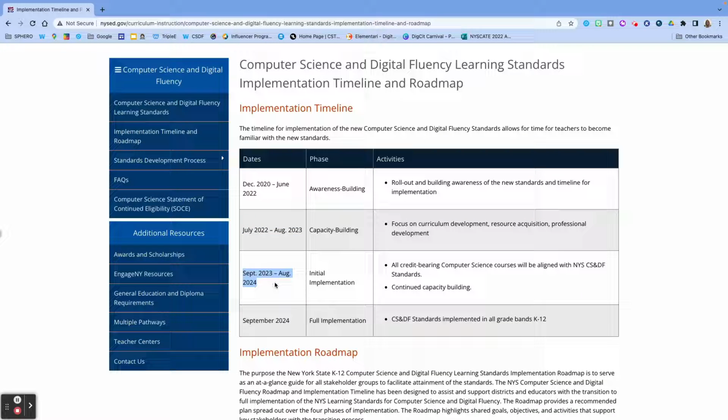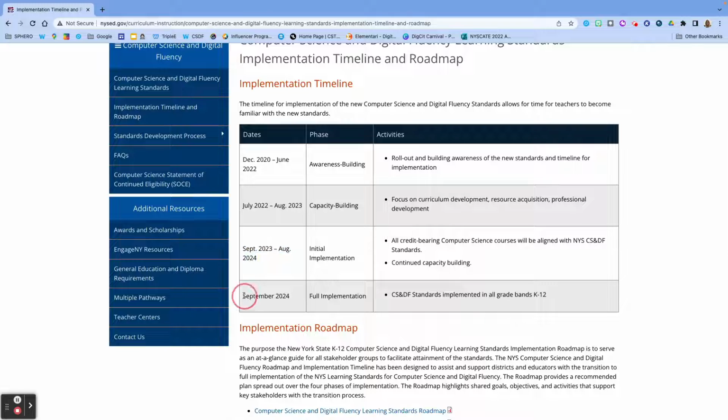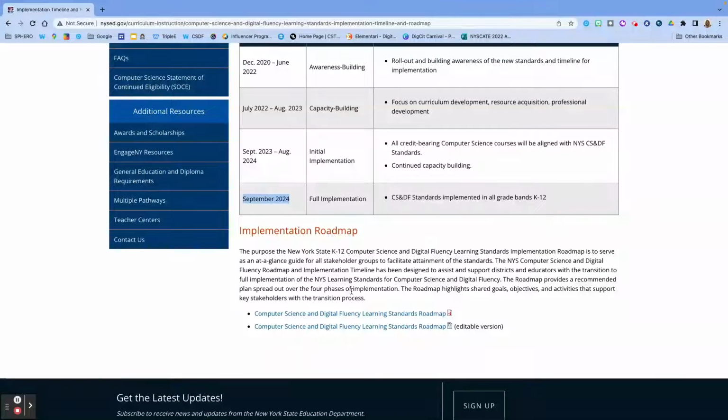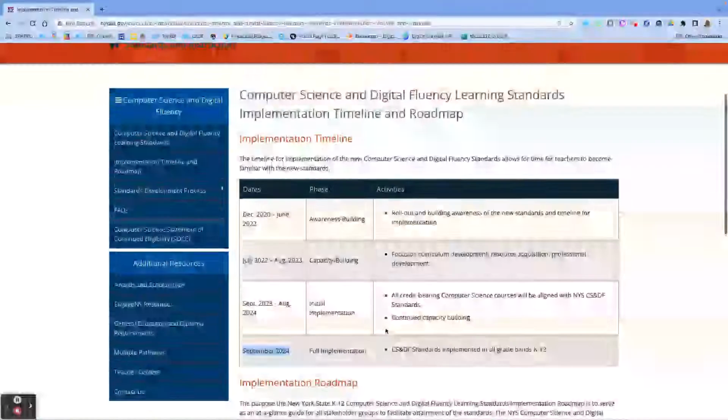From September 2023 to August 2024 is where all credit-bearing computer science courses must be aligned. So think about your AP computer science classes. By then, they need to be aligned to the new standards. For the rest of us, we need to continue that capacity building. But in September 2024, that's when we're looking for full implementation of these standards K-12. For more information and to figure out who are the stakeholders in implementing these standards, you can take a look at the roadmap, and there is an editable version if you'd like to take notes.